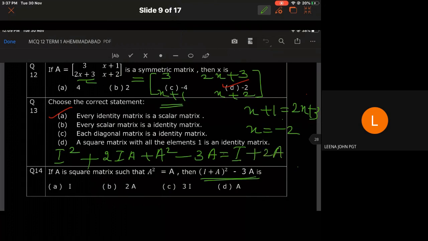And what you will do for this A square? It is given that A square equal to A. So this A square you can write as A. Then minus 3A. So you can see that 2A plus A, 3A minus 3A get cancelled and you will get finally I. So I is the answer.